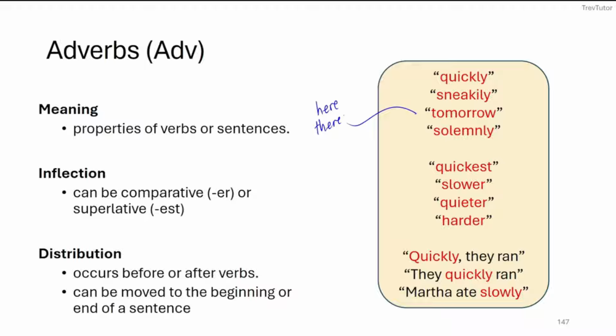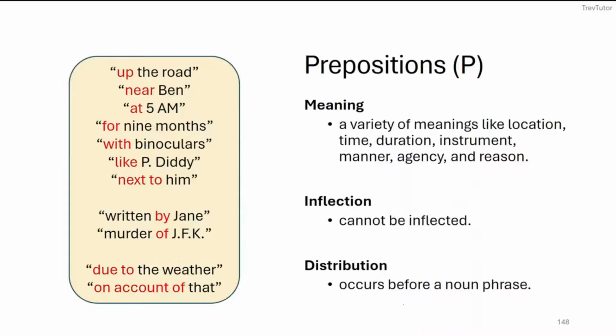But in general, if you want to determine whether something is an adverb, you want to check the movement test. So adverbs can appear immediately before or after a verb, but they can also be moved around to the beginning or end of a sentence. So you can say quickly they ran or they quickly ran. Either position is fine and it describes the action of running or the whole sentence of them running. In the case of Martha ate slowly, we can put it after the verb, but we could say slowly Martha ate, and that would be fine as well. So we could move it to the beginning. And that's going to be your best trick in order to determine what an adverb is.